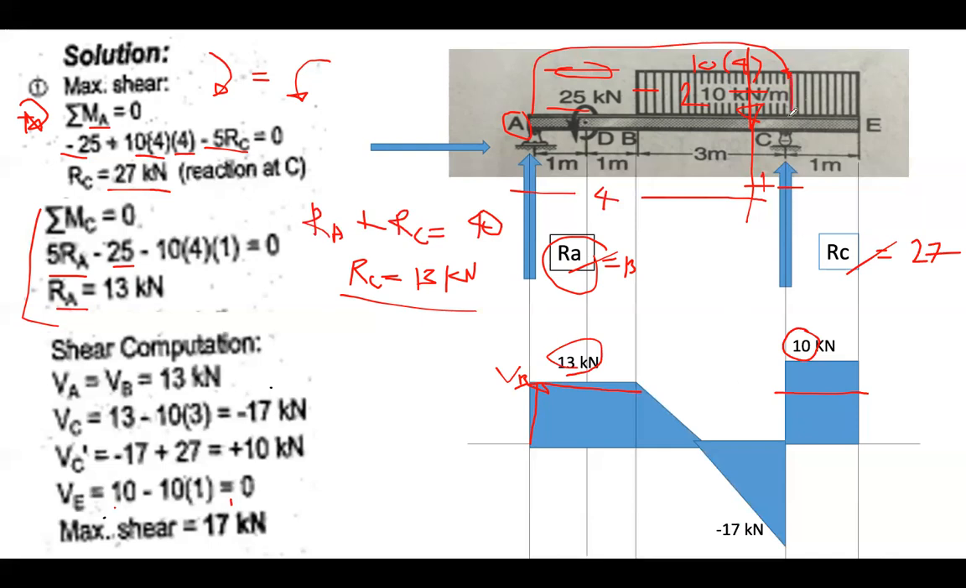And then you have this area, which has 1 meter in distance. 10 times 1 will become 10. Since it's going down, that becomes negative, so that will just close the shear diagram. So you have here the shear diagram, the maximum shear between 13 and 17. 17 is the maximum shear. Depending on the question, sometimes they ask what is the positive shear maximum, what is the negative shear maximum. So this one, you're only asked to compute for the maximum shear.